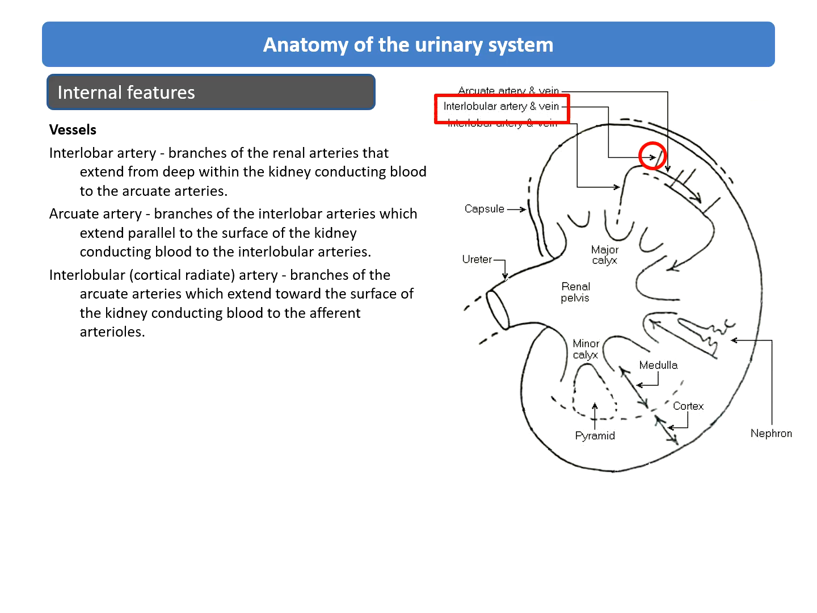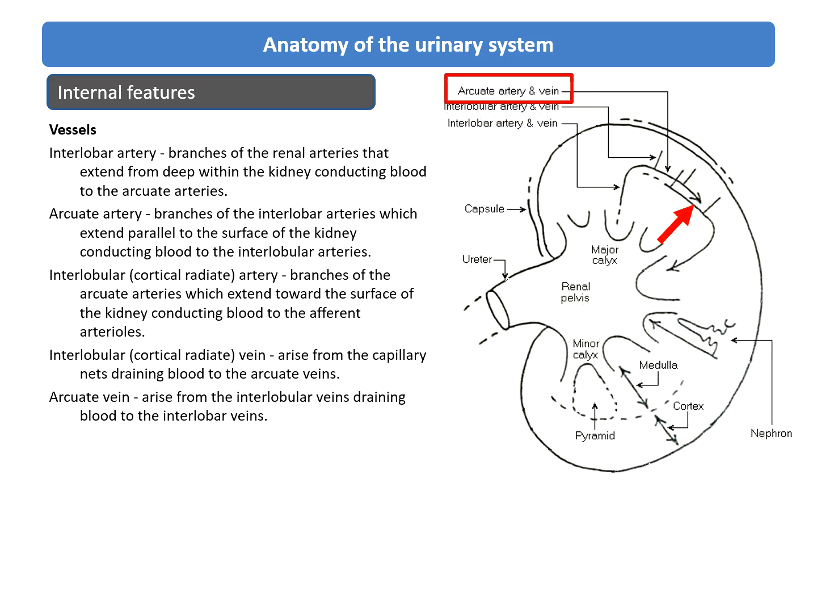The interlobular or cortical radiate arteries are branches of the arcuate arteries which extend again toward the surface of the kidney. They conduct blood to a vessel called the afferent arteriole. The interlobular or cortical radiate veins arise from the capillary net of the nephron, and they drain blood into the arcuate vein.